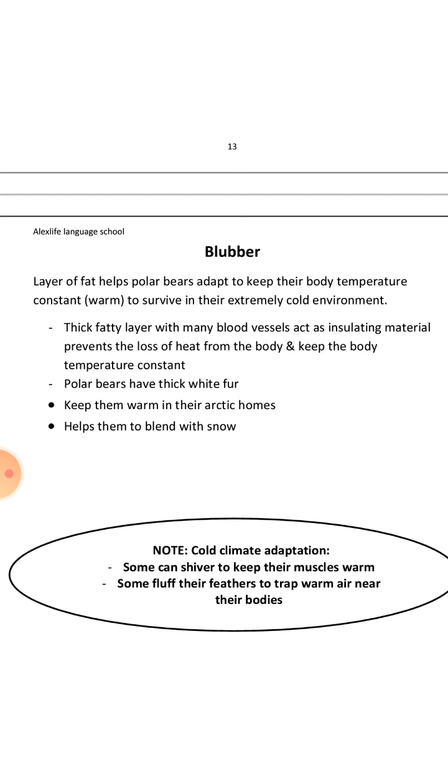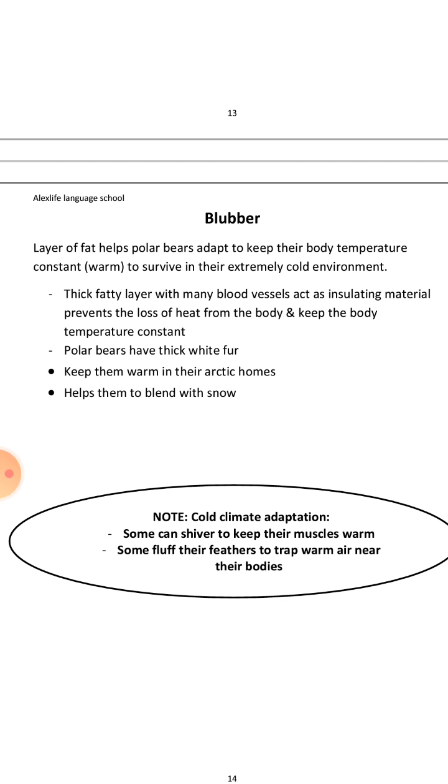And now we should talk about insulating materials. Insulating materials are materials that prevent heat from transferring from place to place. Like what? Like fats, like a piece of fabric. A piece of fabric prevents heat from transferring from place to place.